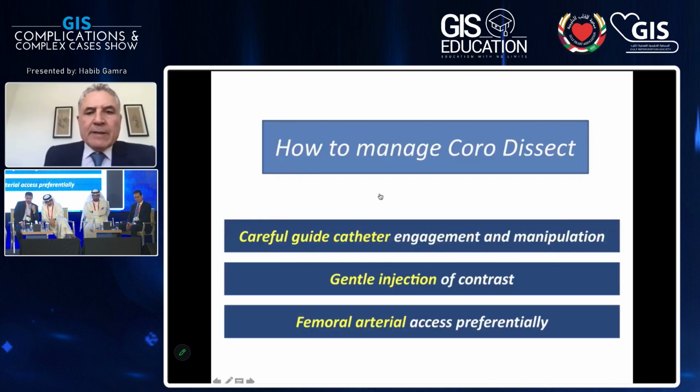Now, how to manage coronary dissection when you figure out there is a coronary dissection, particularly if it is proximal or of the left main? Be very careful with the guiding catheter, in engaging, with no much contrast injection, or gentle injection, because that will make the dissection worse. And if you find out about the dissection and bring the patient back to the cath lab, femoral approach would probably be easier and better for controlling the access to the coronary artery.